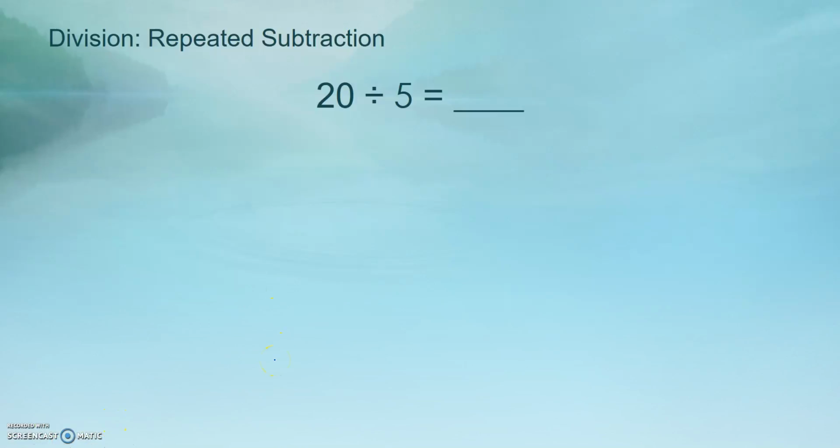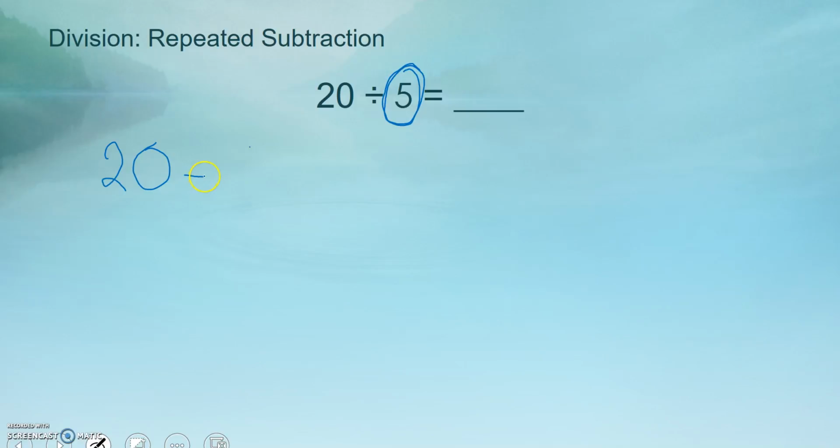So we have 20 divided by 5 equals blank. So to use repeated subtraction, I'm going to start with 20. I'm going to start with my larger number. And I'm going to be subtracting by my smaller number until I get to 0, because that's my ultimate goal. I want to get rid of them all. When I'm sharing, I'm getting rid of them all.